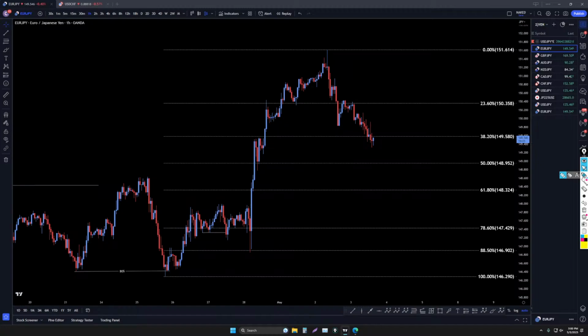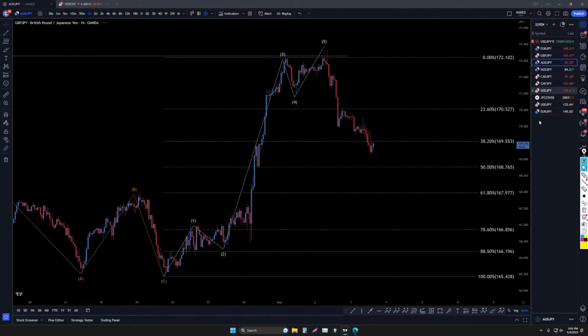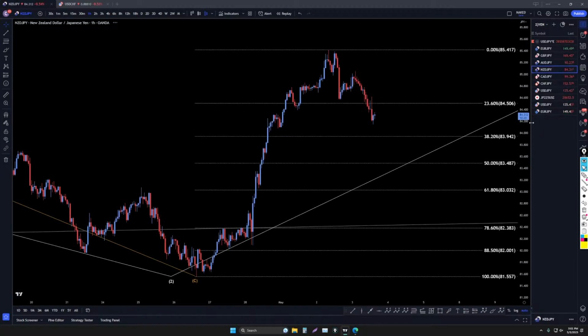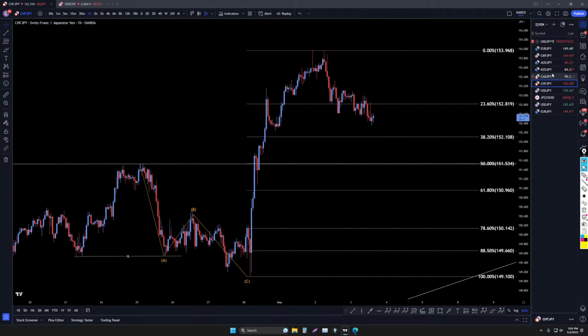Going down to the 1-hour time frame, I could possibly picture this being an ABC right here. But when you look at all yen pairs, it doesn't really seem like that is the case. I guess that could be an ABC, but it looks more like a trend. That looks like a trend for sure. That one looks like it could be an ABC. That looks like a trend. And that one looks more like an ABC too.